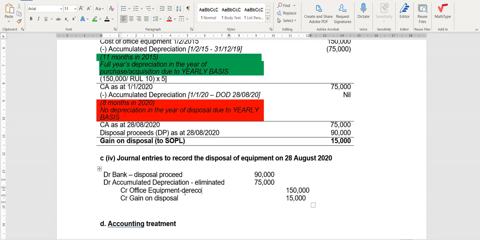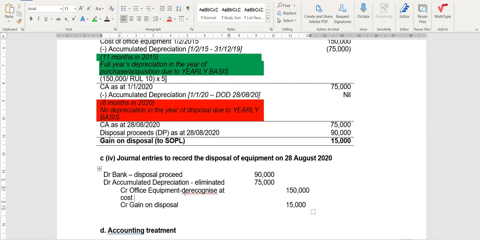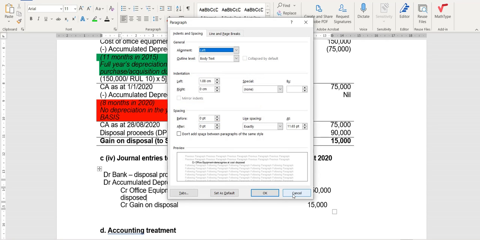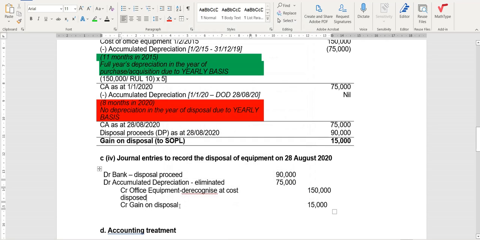And this one is to derecognize the asset at cost that you dispose. So that was being derecognized. That is why it was being credited, since we derecognize, and the gain on disposal will be taken to the SOPL, statement of profit or loss, under other income. That was the journal entry as required by the question.